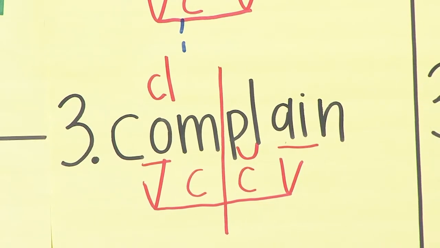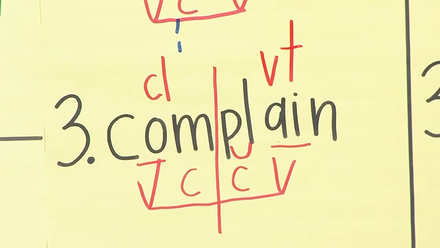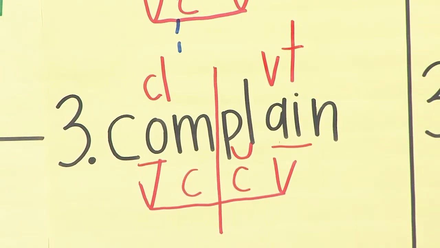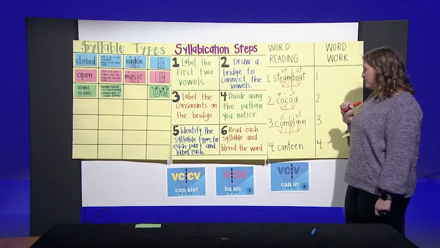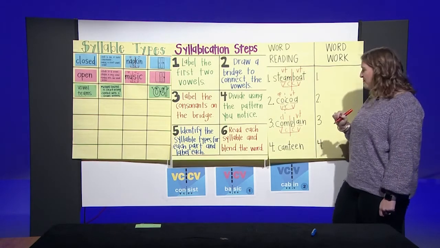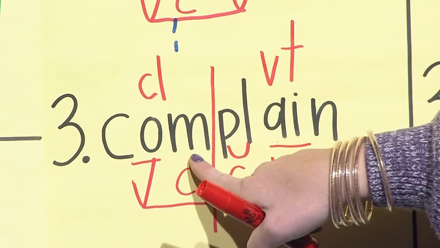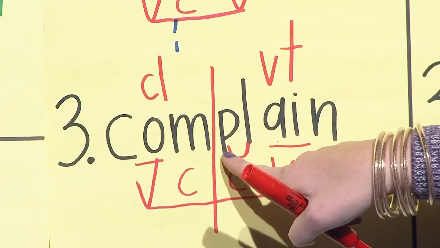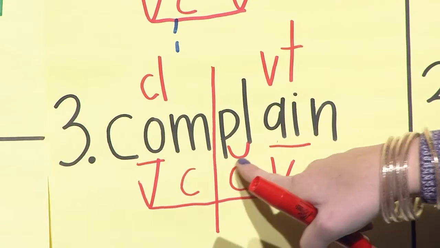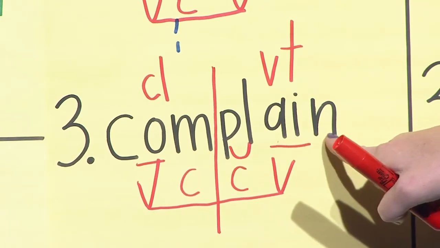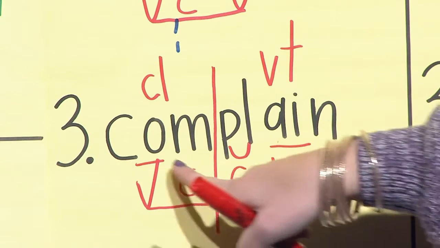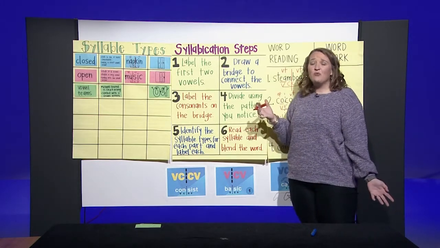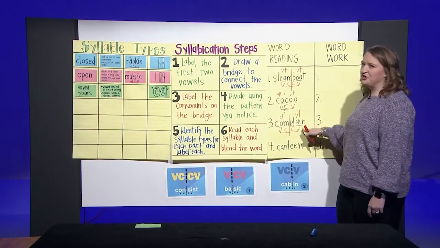AI. And AI's teaming up together to make that sound. So this is a vowel team. So AI will say A. It has a long A sound. Great job. Now, let's read each syllable and blend the word. I'm going to point and I want you to say the sounds and blend the word part. Calm. Plain. When we put it together, we get complain, complain. Complain. And sometimes when we complain, we're saying we're unhappy or we do not like to do something. So I try not to complain too often.